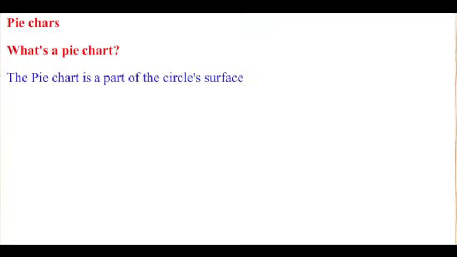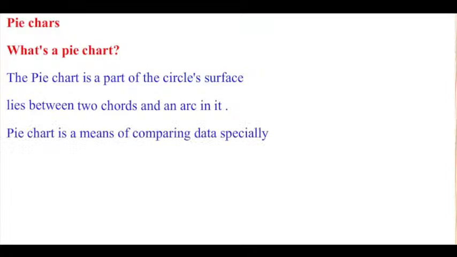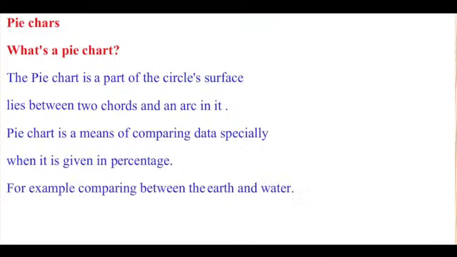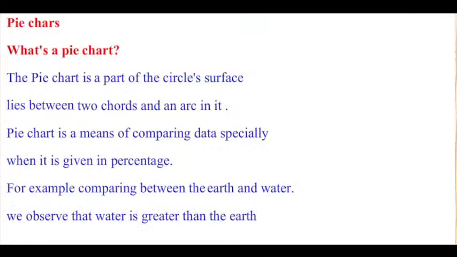Pie charts. What's a pie chart? The pie chart is a part of the circle surface, which lies between 2 chords and an arc in it. Pie chart is a means of comparing data, especially when it is given in percentage. For example, comparing between the earth and water, we observe that water is greater than the earth.